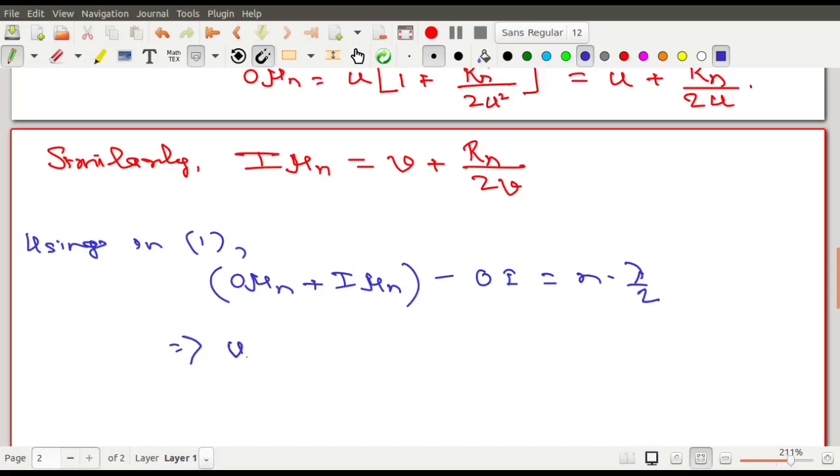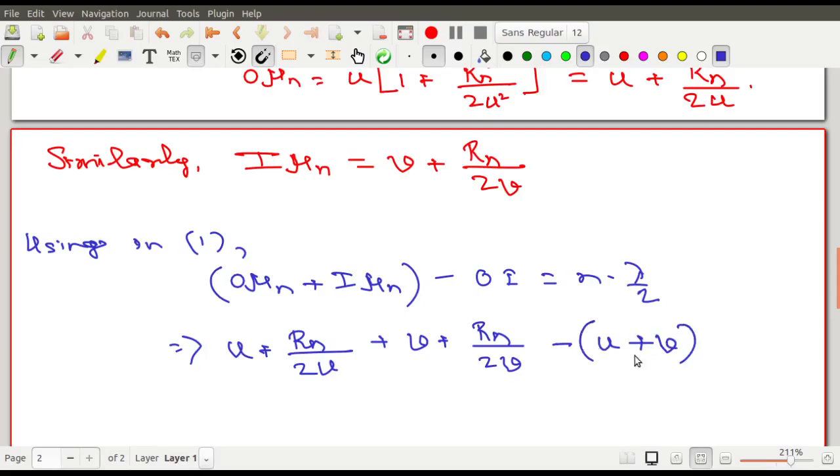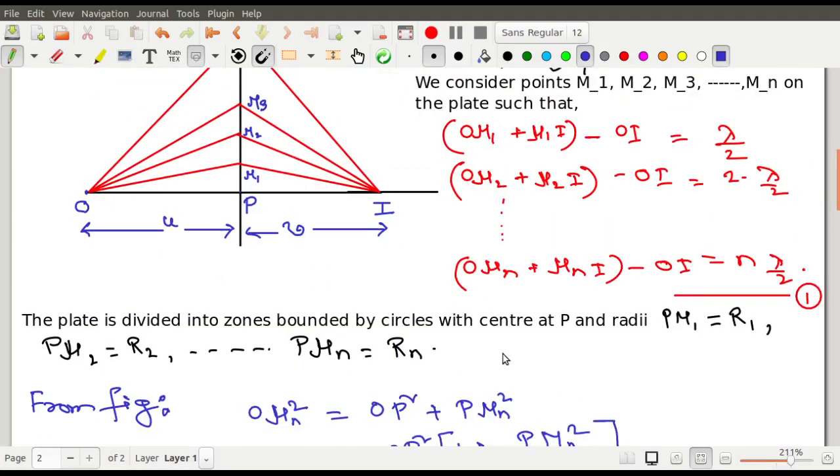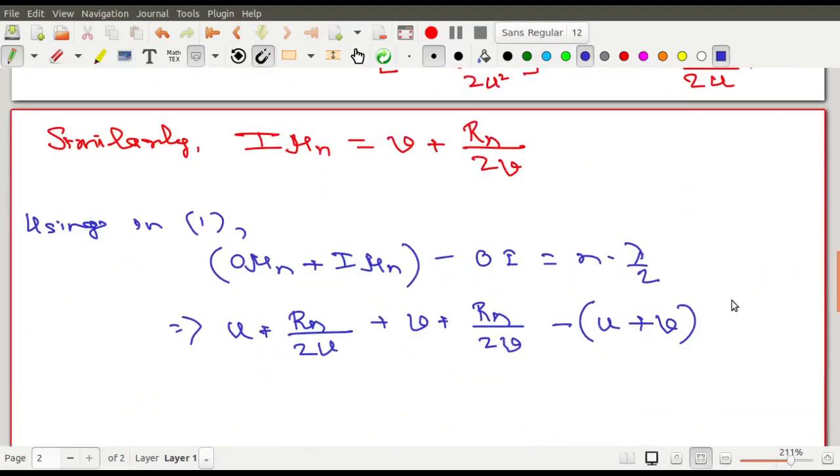Now this OMN is U plus Rn square by twice U, and IMN is V plus Rn square by twice V. Similarly you can do this at the time of the exam also. You can write it safely. Minus OI, and OI is again U plus V. Just have a look at the diagram, you will understand what OI is. OI is U plus V, and that yields n lambda by 2.